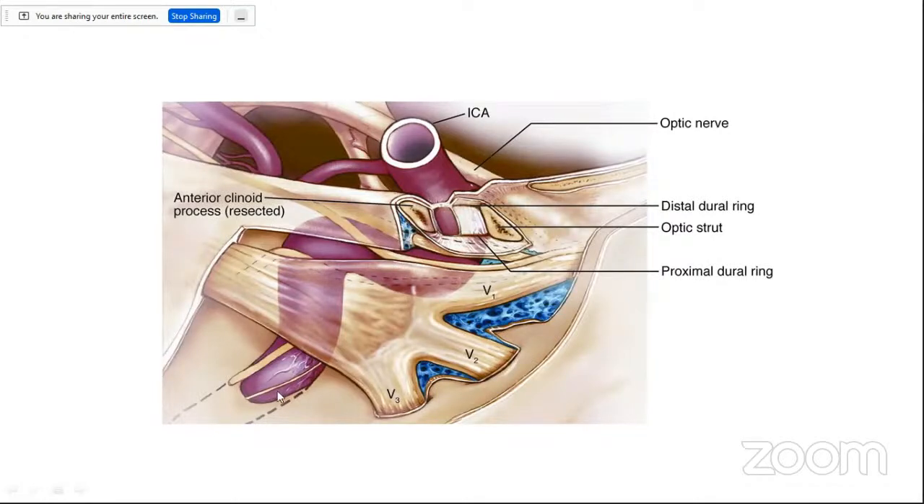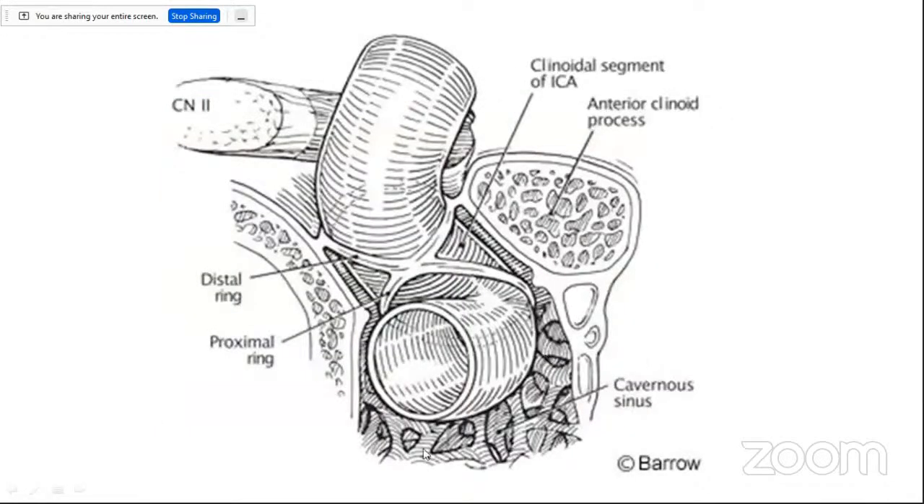So this is another pictorial representation. You could see here that this is the cavernous segment of the ICA, and here would be the clinoid process through which the ICA becomes the clinoidal and then followed by the supraclinoidal segment. The anterior clinoid process has been resected here. The clinoidal segment is medial to the anterior clinoid process. This is the picture showing you the cavernous segment of the ICA within the cavernous sinus, and then it turns medial to the anterior clinoid process to become the clinoidal segment followed by the supraclinoidal segment.